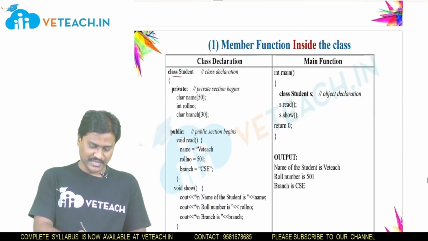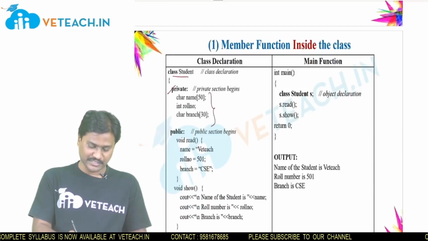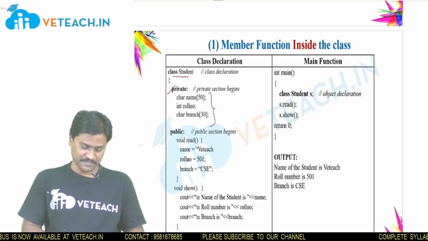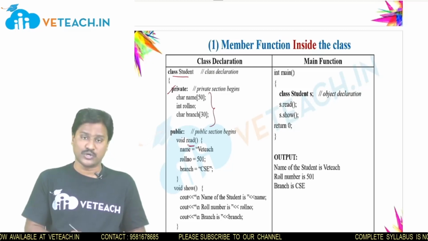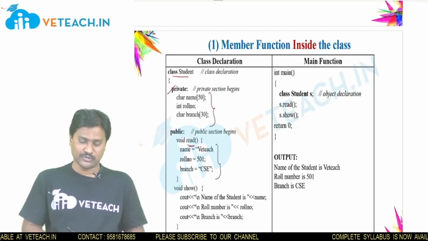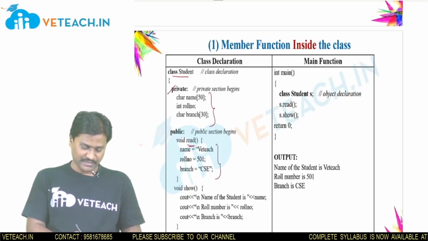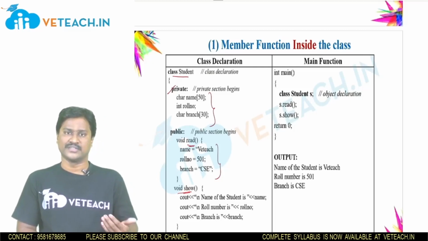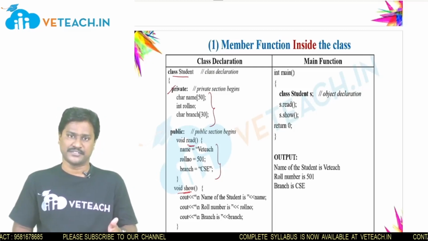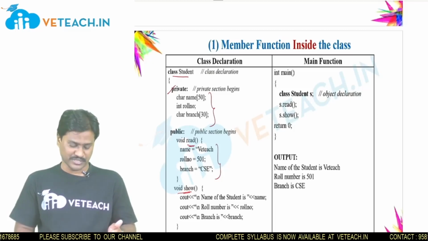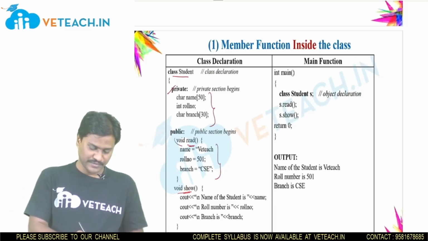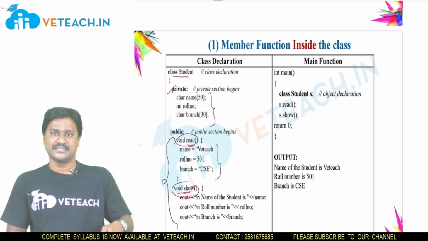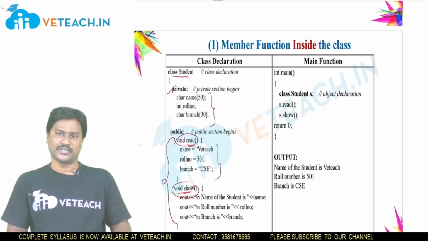So here in the class I have a private section having some member variables like student data: name, roll number and branch. And inside the public section I have a function called read function, and I'm reading these values for the student. And I have another function called show, displaying the values of the student, whatever details were read by this read function. The details are displayed on the output screen by this show function. So these two, read function and show function, are the two member functions that are defined inside the public section of the class only.